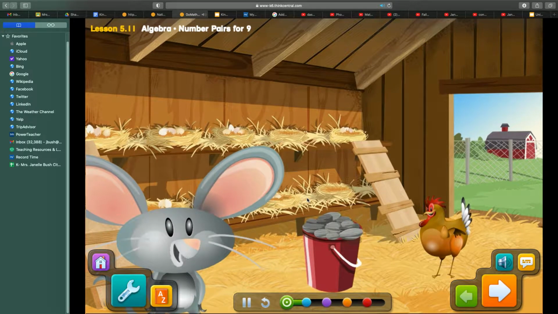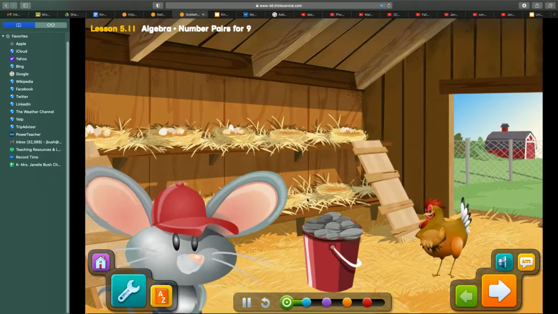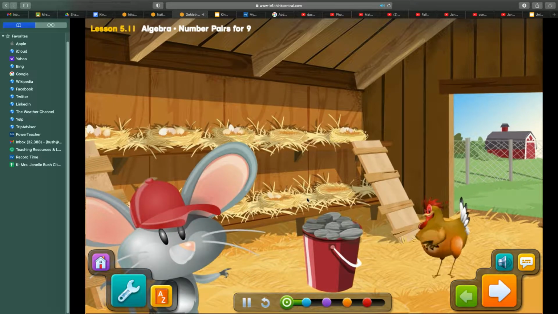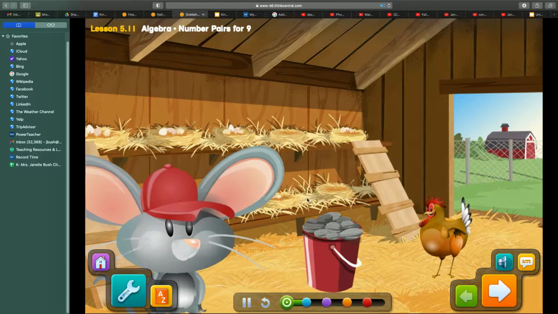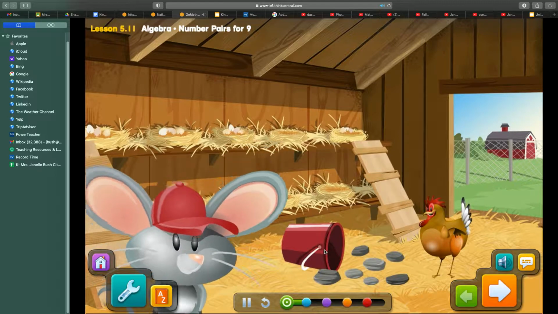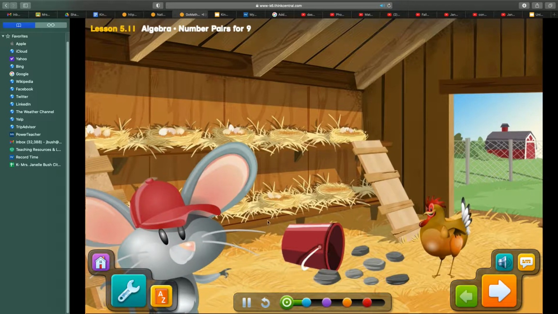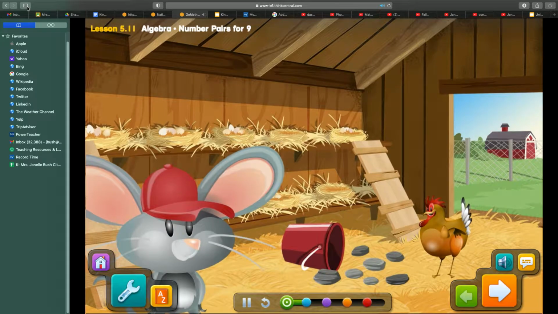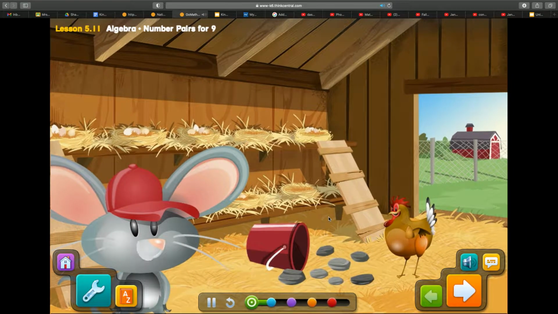Howdy! Charlie just told me that a zookeeper left this bucket of stones here. There are 9 stones in the bucket. How many stones are in the bucket? Yes, 9. The chicken coop is a strange place for a bucket of stones. Click the bucket to move it. Oops! The bucket tipped over.